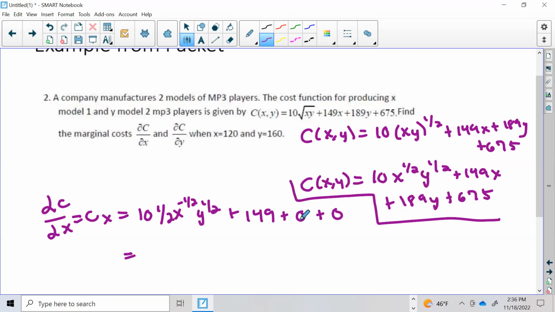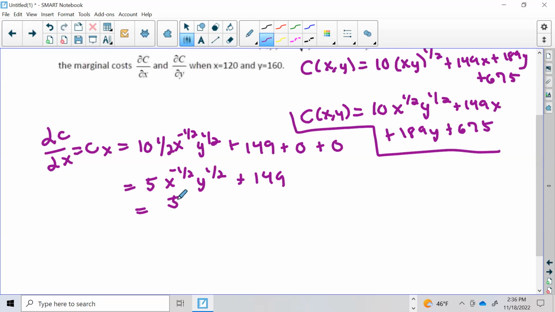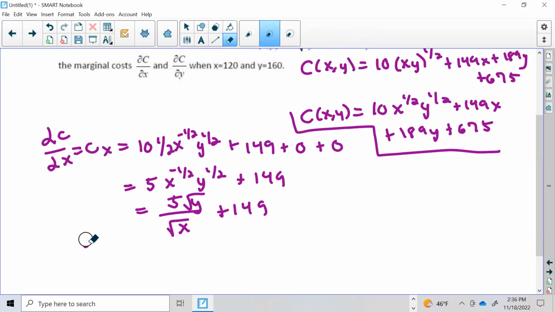And you don't have to put the plus 0. I'm just doing it to make sure that we see what I'm doing. So this is 5x to the negative 1/2, y to the 1/2 plus 149. If I want to simplify a little bit, this is 5x to the 1/2 in the denominator, which would be square root of x, and then the square root of y in the numerator. Okay, so that's my partial of cost with respect to x.